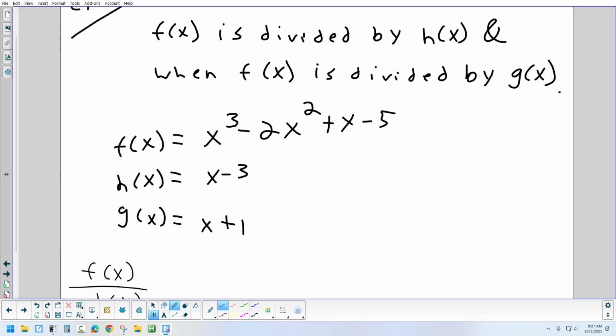And if I do f of x divided by h of x, am I dividing by something that I can use the remainder theorem on? That's the first step. Marcelo? Yes, I am. Now I have to decide what the number is that I'm going to plug into the top. What's the number that I would plug in to get the remainder? Yep, 3. I would take the 3 and fill it in.